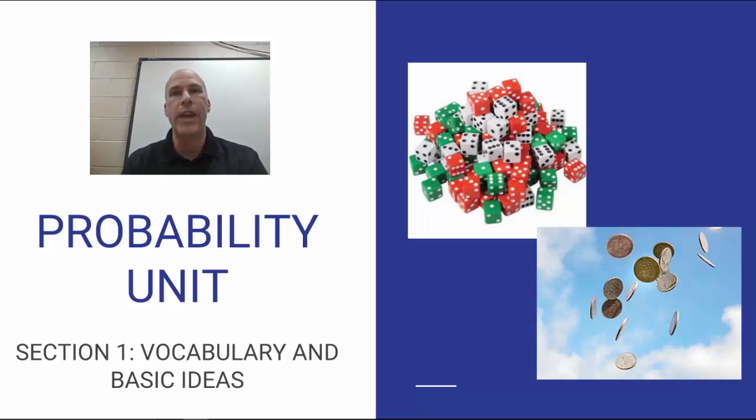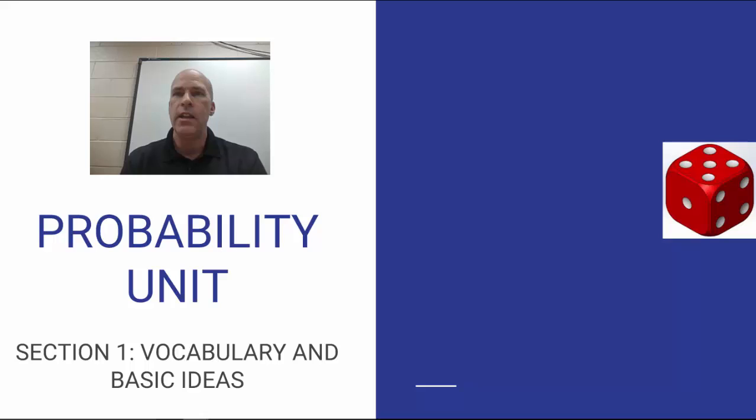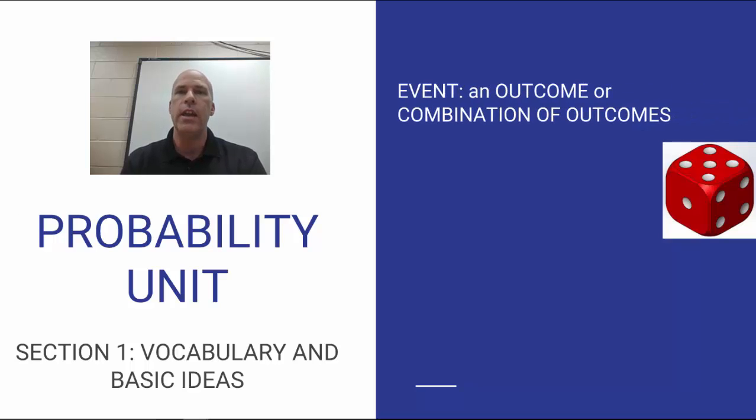Today we're going to take a look at vocabulary and basic ideas surrounding probability. We're going to talk about coins, dice, decks of cards, and eventually we'll look at more complex examples. What happens when we roll 2 dice, or flip 5 coins, or deal multiple cards from a deck. But for now we're going to take a look at some basic vocabulary so we have a framework to discuss these things in class. And the first word we're going to look at is the word event.